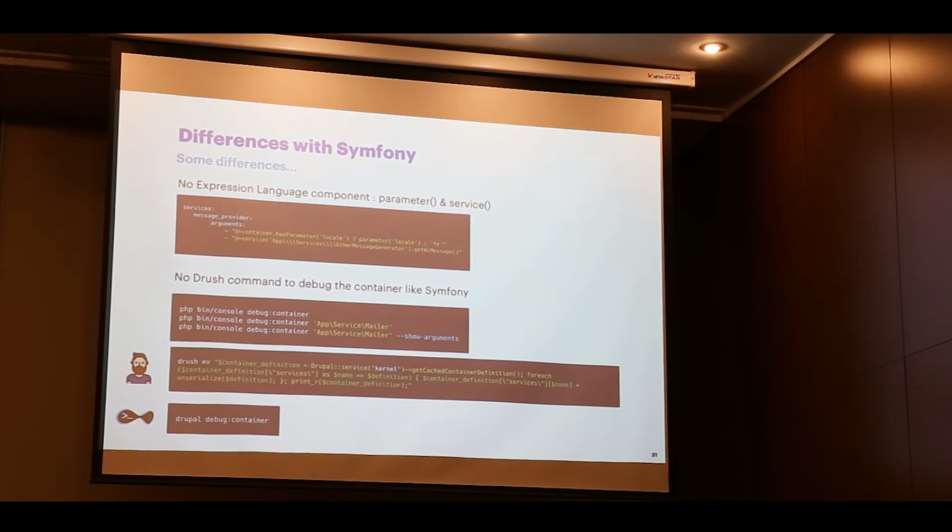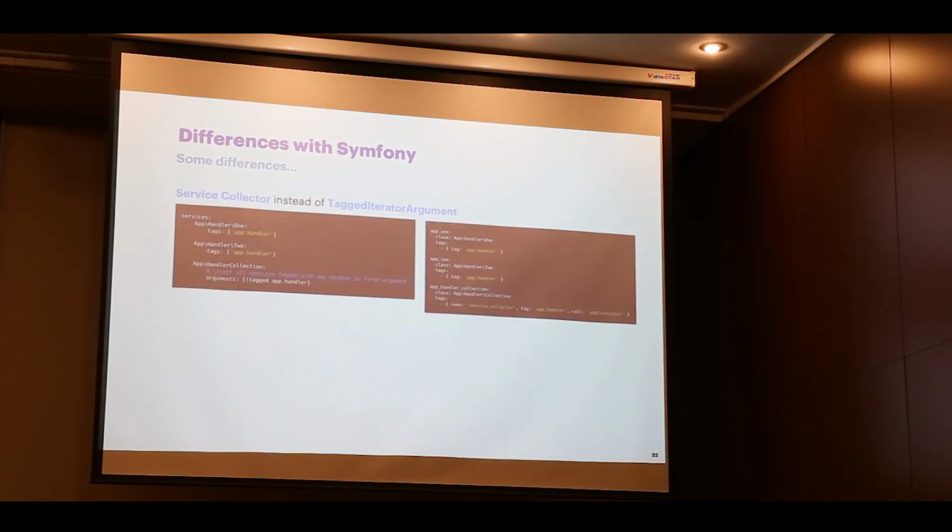And the other, the use of Drush in the console. With Drush, it's very difficult to debug the container. You must make something like that, perform a query to print the initialization. It's not easy, and the representation is really bad. With Drupal Console, you have Drupal debug container. You have a list of your services available inside your application. It's powerful.